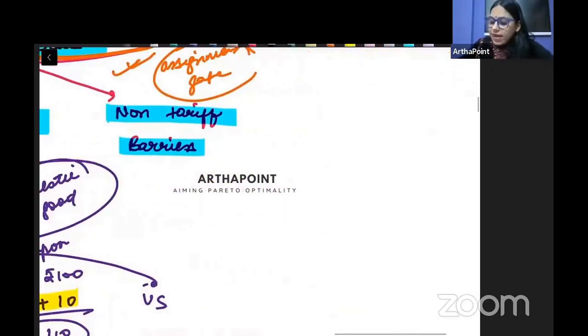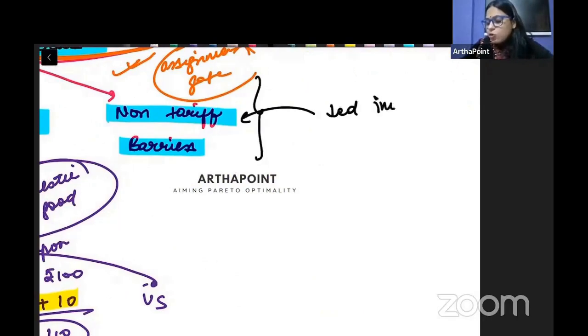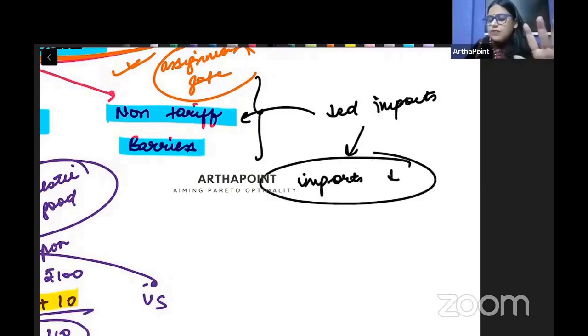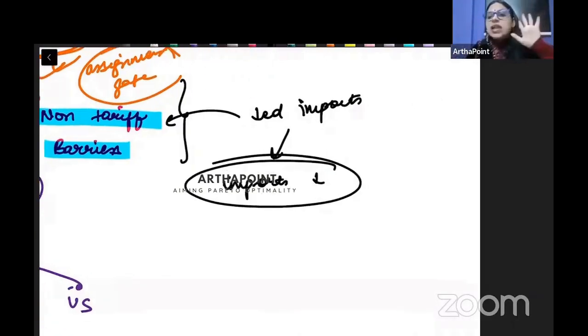A non-tariff barrier is also used to reduce imports. Its job is also to reduce imports, but don't put a tax. Do anything else that reduces imports. So we want to reduce the imports, but we don't want to put any tax on it. We will reduce the imports by some other technique.